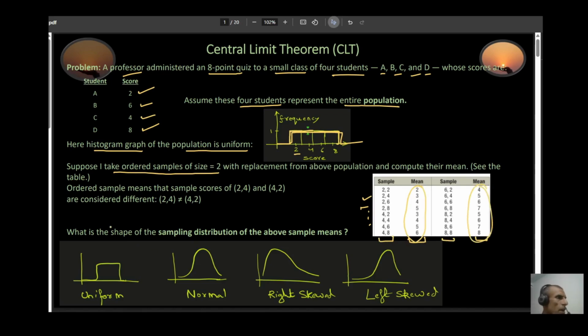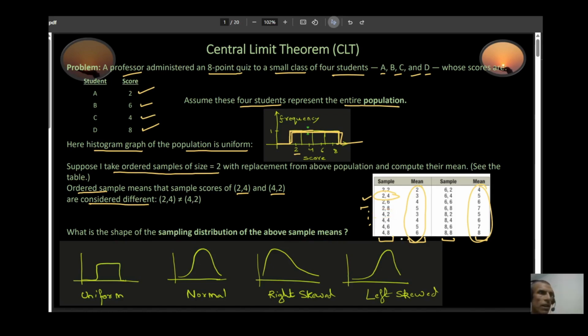All right. By the way, on a side note, ordered sample means that the samples 2, 4 and 4, 2 are considered different. They are not one. So this 2, 4 right here and this 4, 2 will be considered as two separate samples.